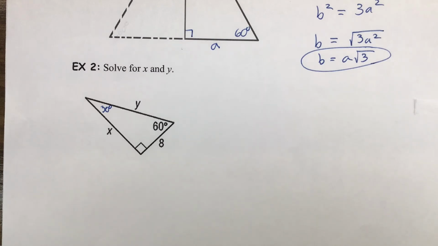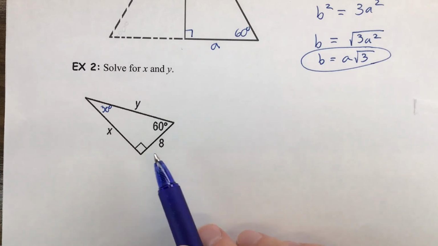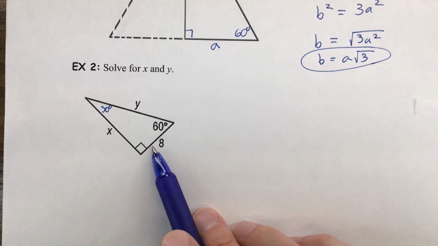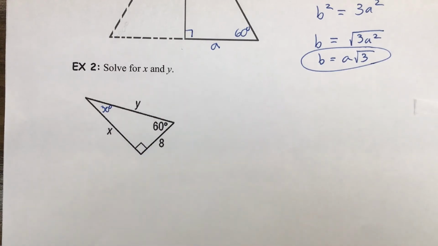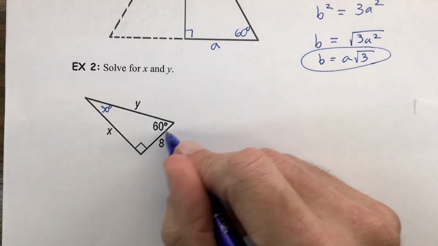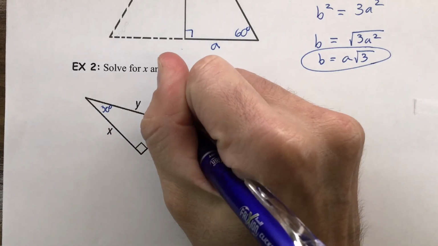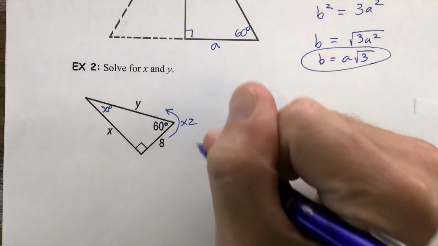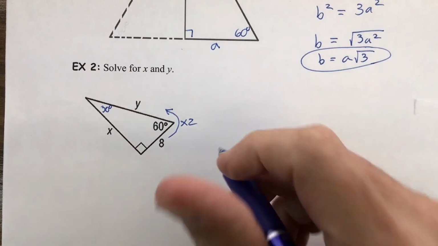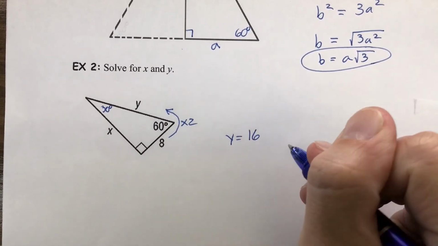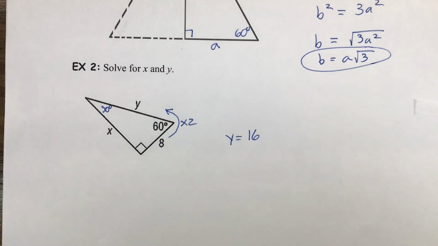And what's kind of interesting here is that you only know one side. You got the 8. That's it. And you're asked to figure out 2 more of them, which is something that you can't do with Pythagorean theorem. You just can't. But given our shortcuts, this is the short leg, so the hypotenuse is actually going to be twice the length of this one, which means that y is 16. Again, you can think of these as shortcuts because they are intended to make the problems a lot faster.